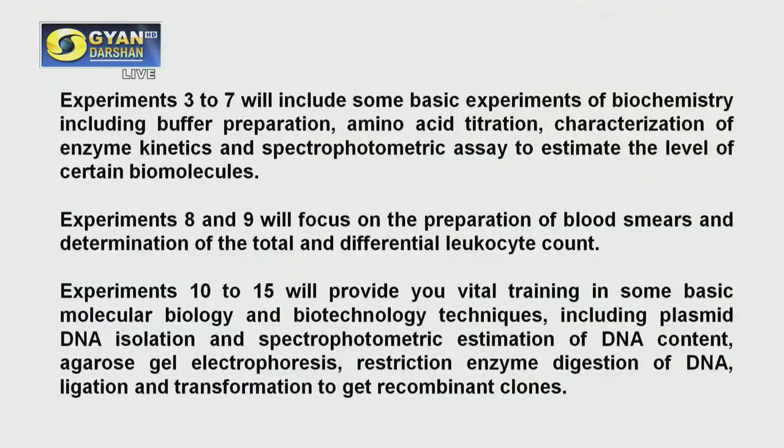Experiments 8 and 9 will focus on the preparation of blood smears and determination of total and differential leukocyte count. Whenever there is any disease, the doctor prescribes you a blood test. So what do you actually see in a blood test? You see what the different cells are, and what the proportion of each of the cells is: the red blood cells, the WBC. Among the WBC you have the granulocytes and agranulocytes.